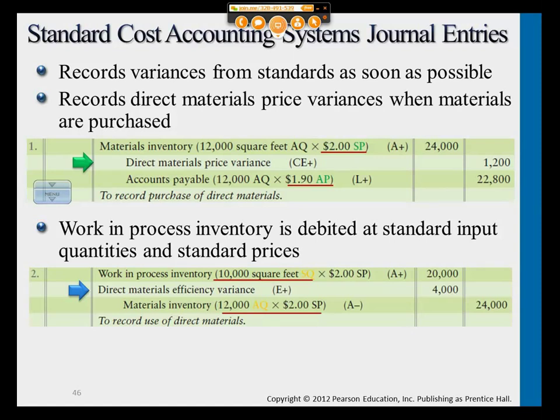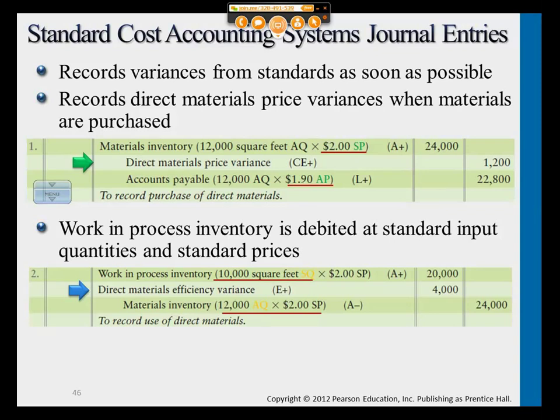They record direct materials price variances when the materials are purchased. This is very important to understand. So what we need to do is to record the purchase of direct materials price variance right after the materials are purchased. Let's look. We have materials inventory, direct materials price variance, and accounts payable. Let's look in detail at each and every line and try to understand why it is so.